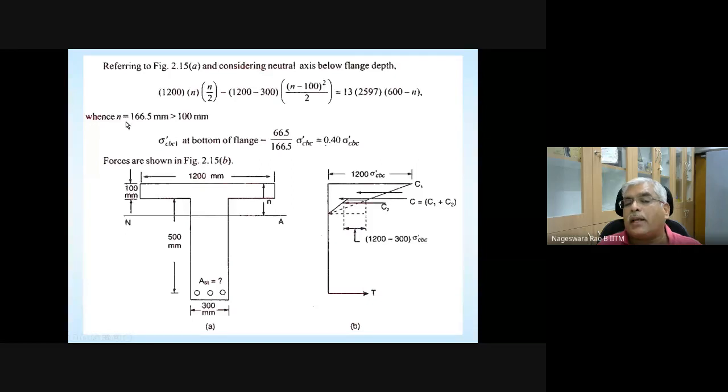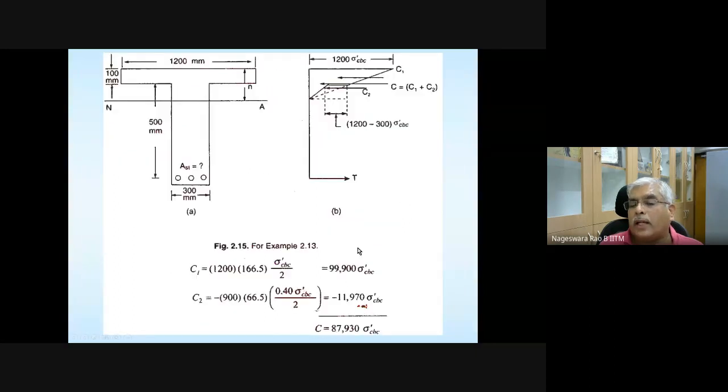And the neutral axis depth, it turns out in this case, is 166.5 mm, which is actually greater than the depth of the flange, so it's going to fall in the web region. So that is what is checked. And also the stress at the bottom of the flange is expressed in terms of extreme fiber stress. So why is all this being carried out? Because I need to find where the resultant compressive force is going to act. All the details are given. You can go through that.